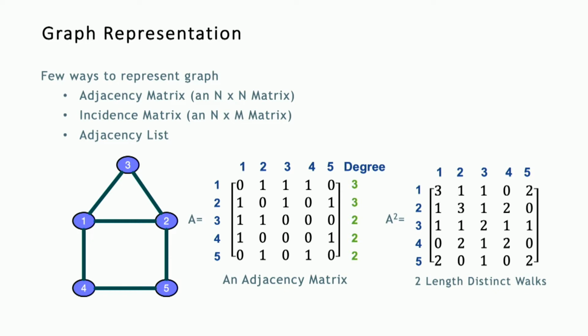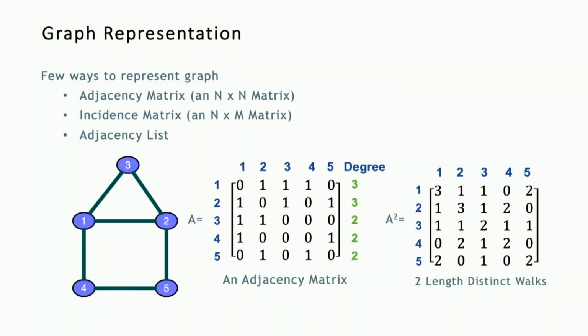An example would be, let's say from 1 to 1, you see 3, right? Remember, a walk is something where you can repeat edges and nodes. So you can go from 1 to 3 and from 3 to 1. So it's a two-length walk. And how many ways can you do that? You can do that for 2, and from 1's perspective, for 4. So you get 3 two-length distinct walks.